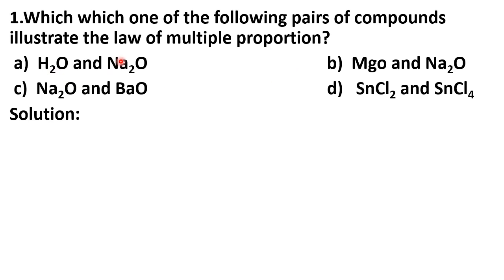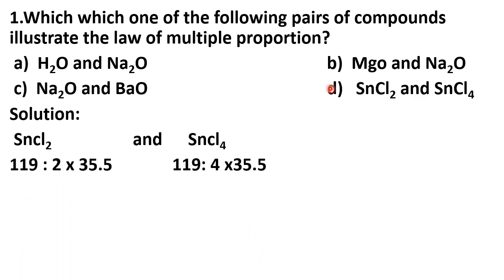So here H2O and Na2O, these are compounds of different elements. These two are also different elements. These two, C, are also different elements. Here D, that is stannous chloride, if you take.